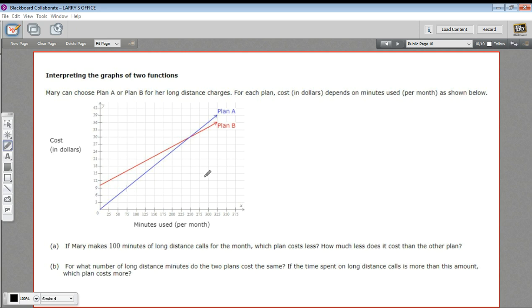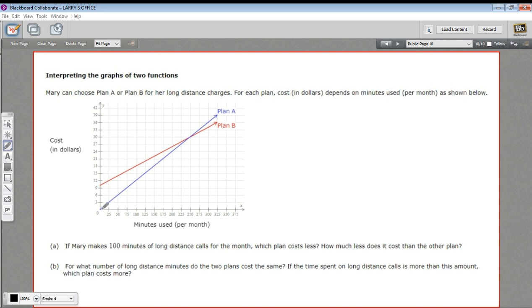And just looking at this graph, before we even look at the questions, it looks like Plan B, this red plan, starts out pricier. So for 0 minutes, it still costs you, looks like $10 for the plan. And then it goes up as you use more minutes, but it goes up at a less steep rate. So at this point right here is where they cross. If you're using more than 250 minutes, Plan B ends up being cheaper, even though it starts out costing more.